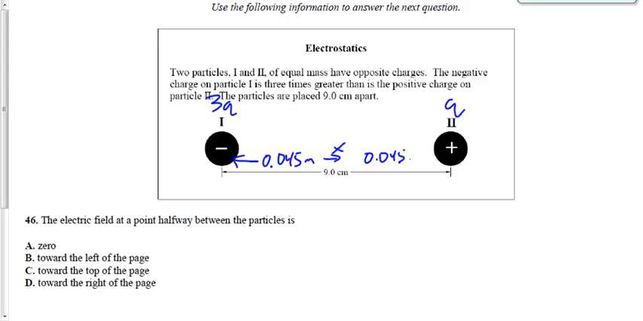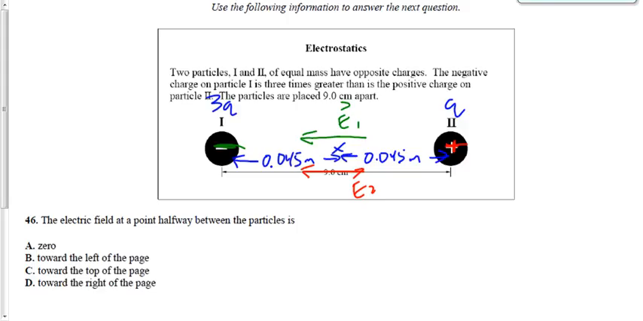Now let's look at the direction of the field caused by particle number 1. This is negative. The field points toward the negative. We'll call that E1. Now this one's positive. The field points which way? Away from the positive, so to the left. We'll call that E2. So they're both to the left. Which way is the net field going to be? To the left.